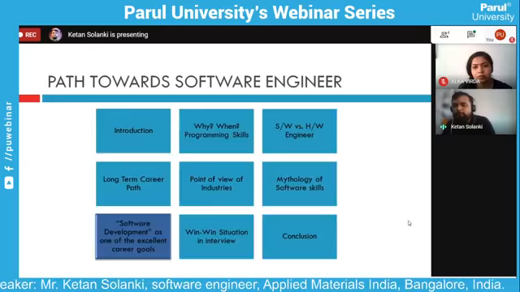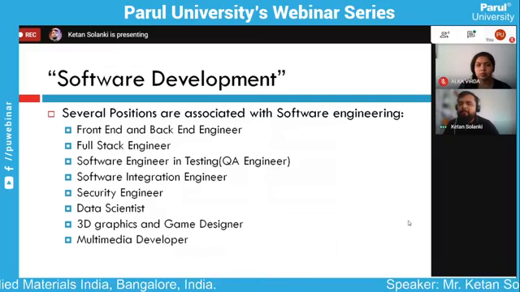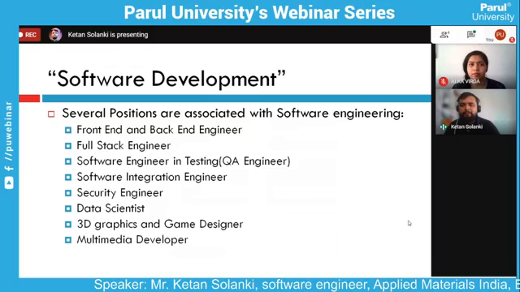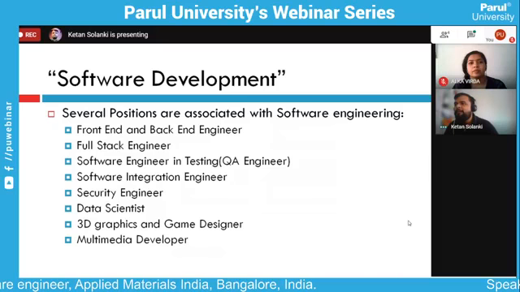So we'll see briefly what the professional positions, or we can say the job positions, are that we can take in the software engineering field. We have front end and back end engineers. A front end engineer will mostly deal with the front end applications. Then a back end engineer will take care of most of the algorithms and the back end process, what the back end process in software is doing.